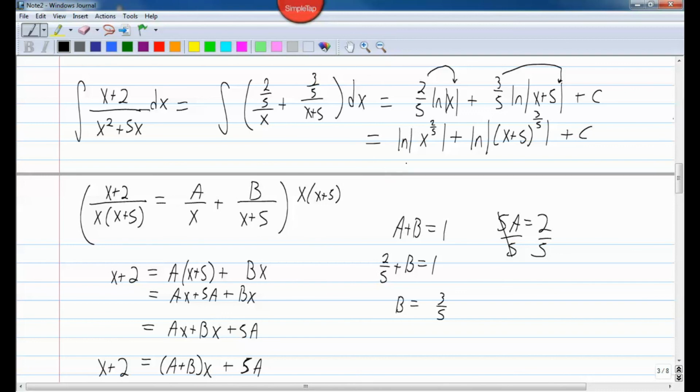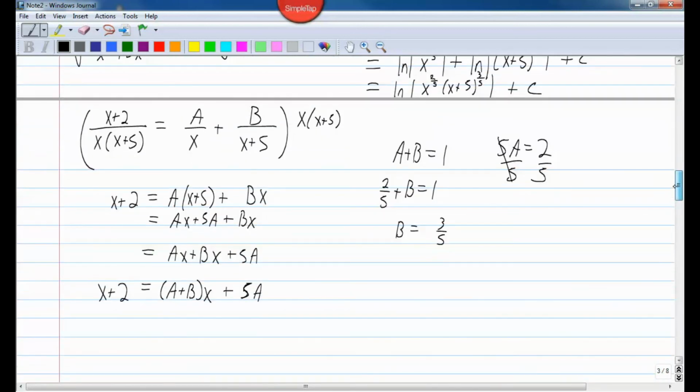And so now we can apply the product rule. So it's equal to the natural log absolute value of x to the 2/5 times x plus 5 to the 3/5 plus c. No, don't multiply any of that stuff in. Leave it like that. Okay. So let me work one now that has a quadratic.